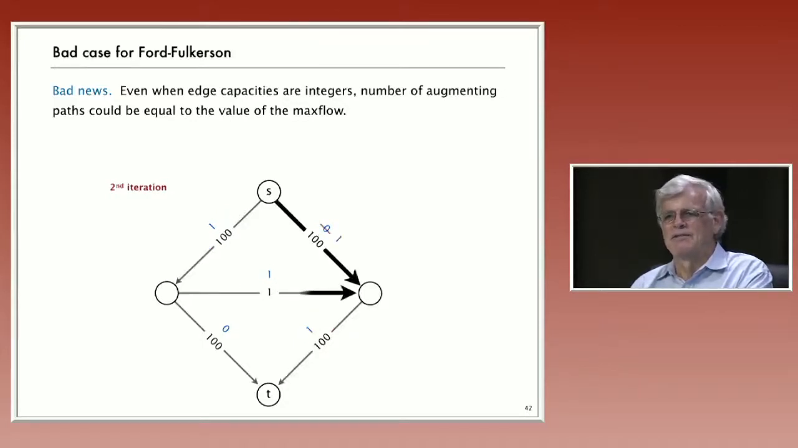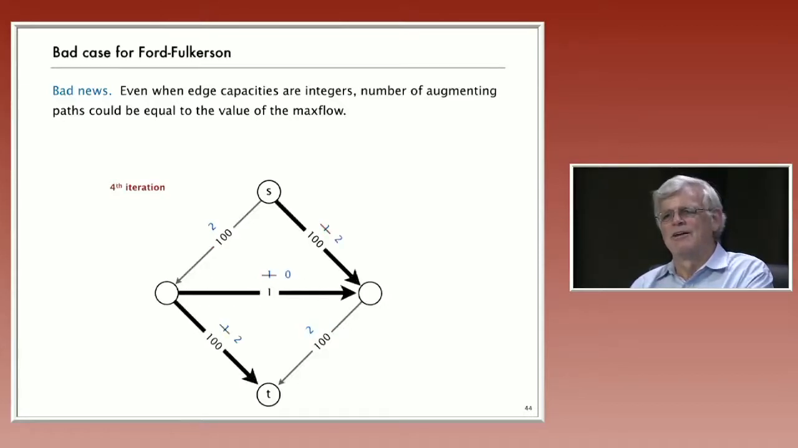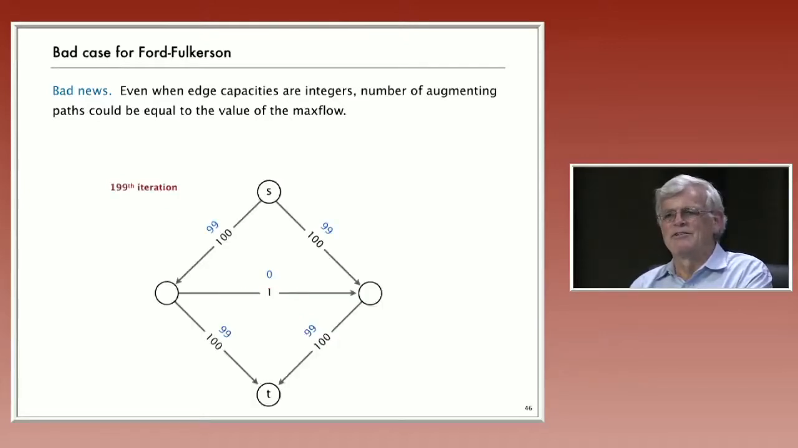But then the problem is maybe the next time we make that middle edge a backwards edge, and so now we go through and increase the flow by 1 along that edge, and now we have a total flow of 2. And then maybe we alternate between these 2 schemes. Increment by 1 on the left, increment by 1 on the right. And it's going to take 200 iterations to finally get to the max flow, whereas a different algorithm might have gotten it done in 2 iterations.